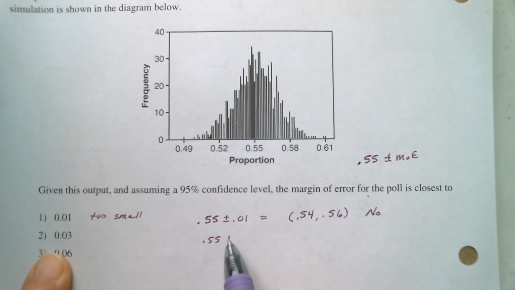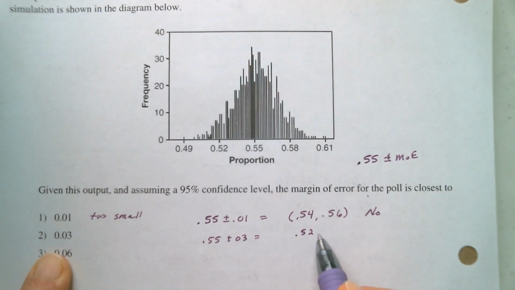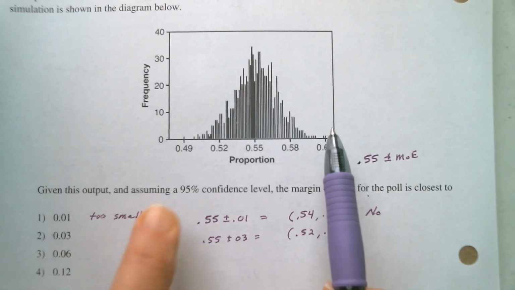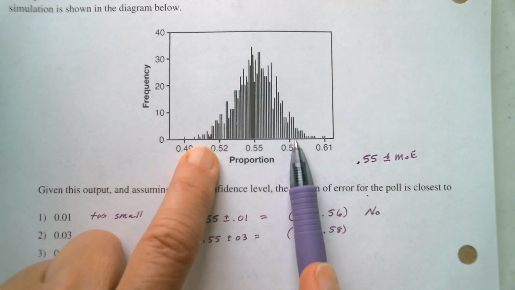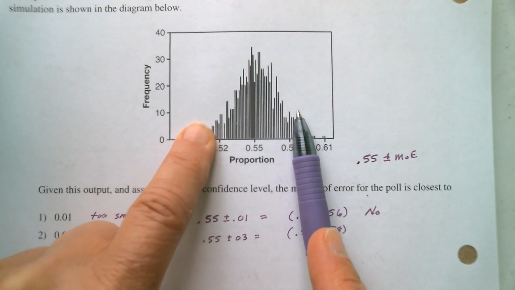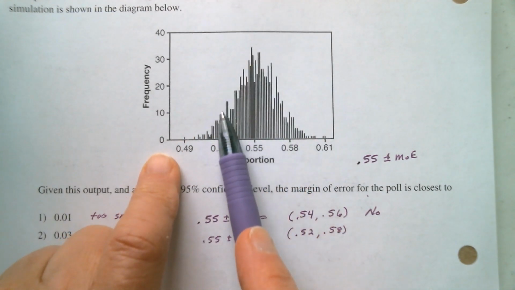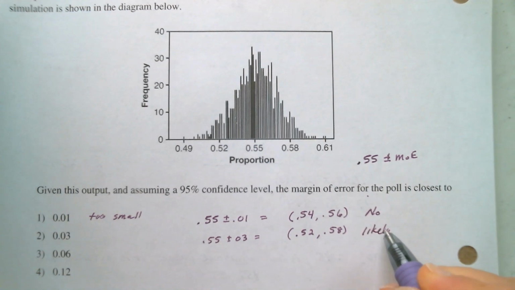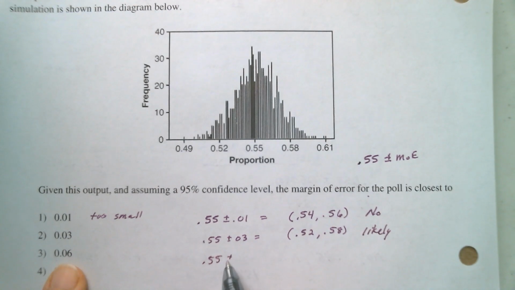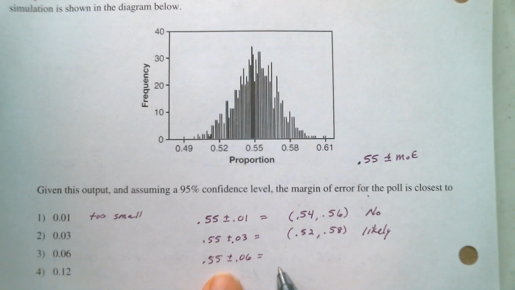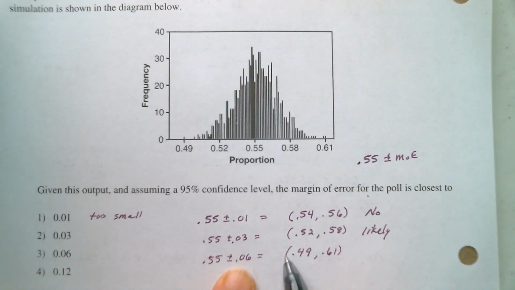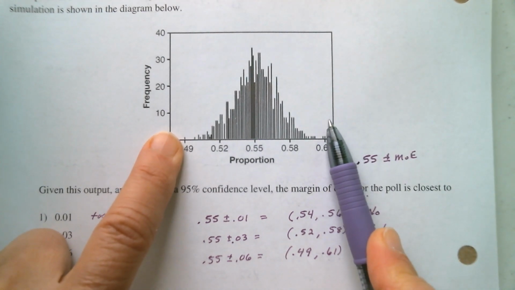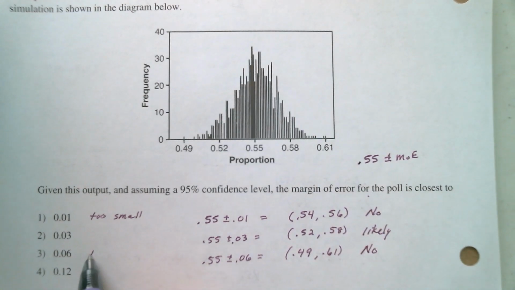.03 would be 0.52 to 0.58. So this is probably likely, all right? From here to here, does this look like we have about 95% of the data values in this range? This is likely. And let's just try this one. 0.55 plus or minus 0.06. That'll bring us to 0.49 to 0.61. That encompasses all of them. That's 100%. So this is too large. This is too large. And then this is even greater. So it is choice 2.